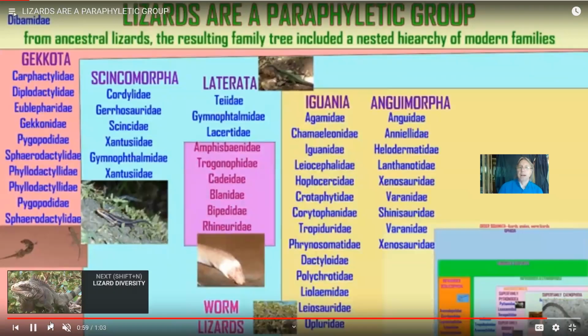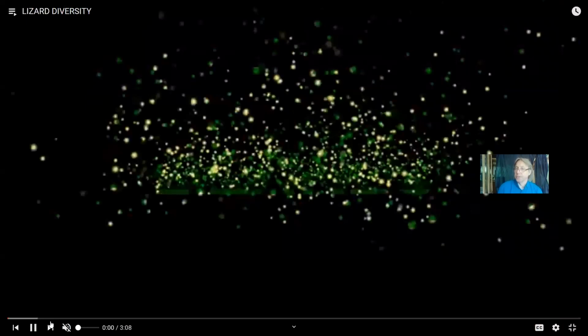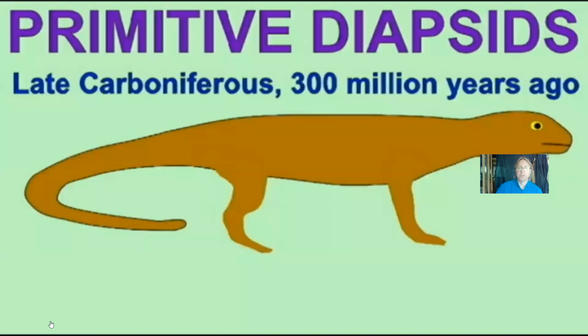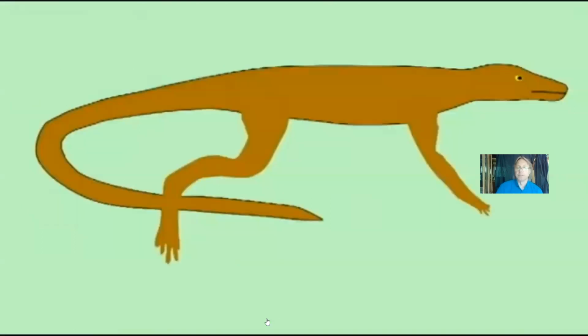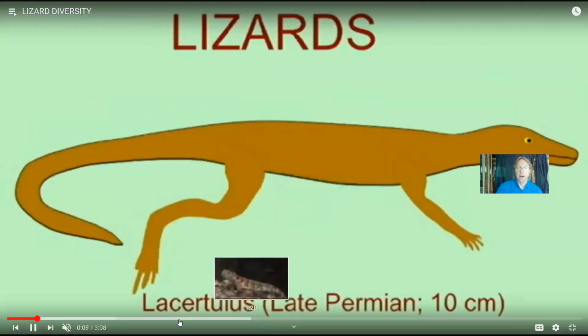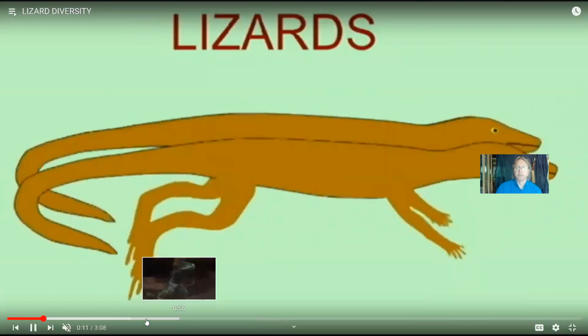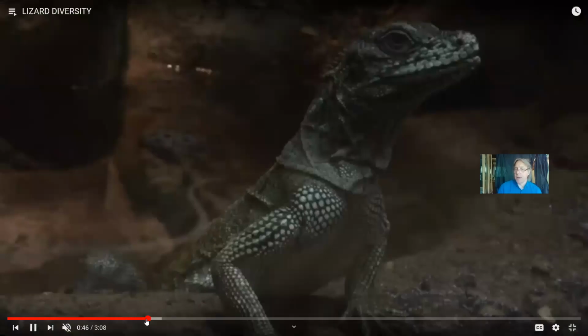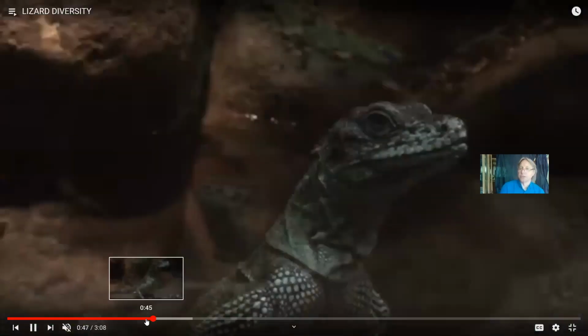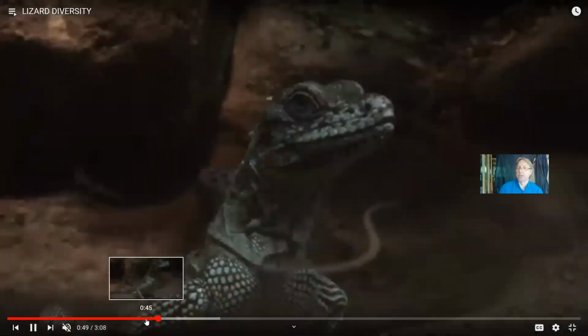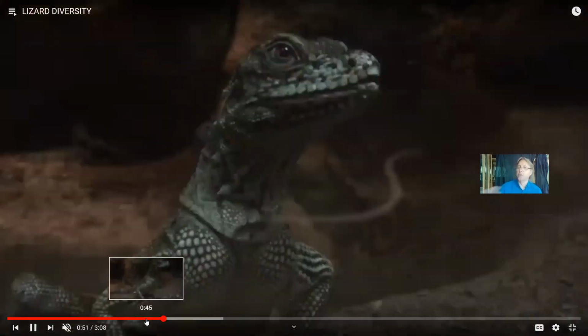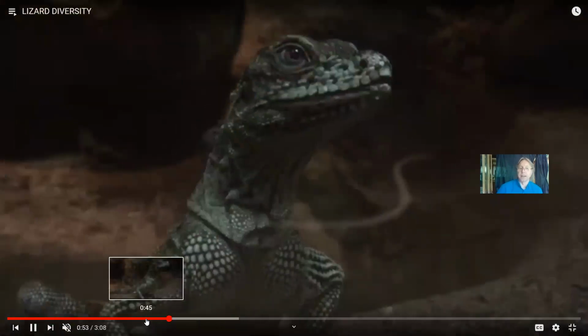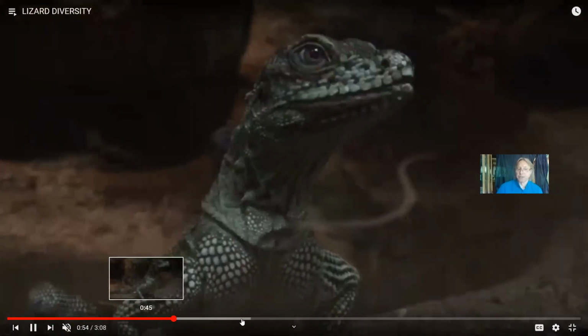Before getting to snakes, once again, lizards are amazingly diverse today, and some lizards are more closely related to snakes than they are to other lizards. Some lizards are more closely related to those worm lizards than they are to other lizards. And so lizards, if they go back to the Permian, are the oldest surviving group of reptiles, and as such have had an enormous amount of time to diversify into separate lineages.